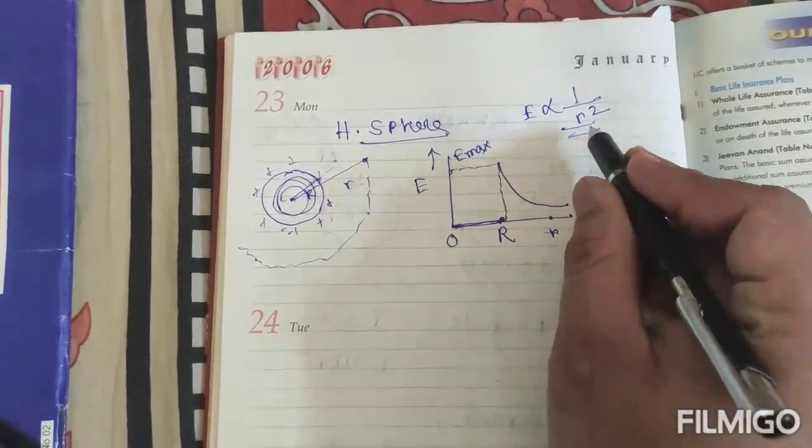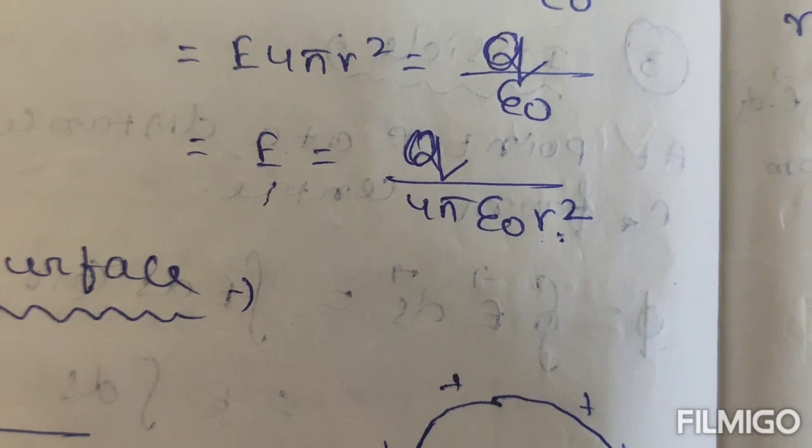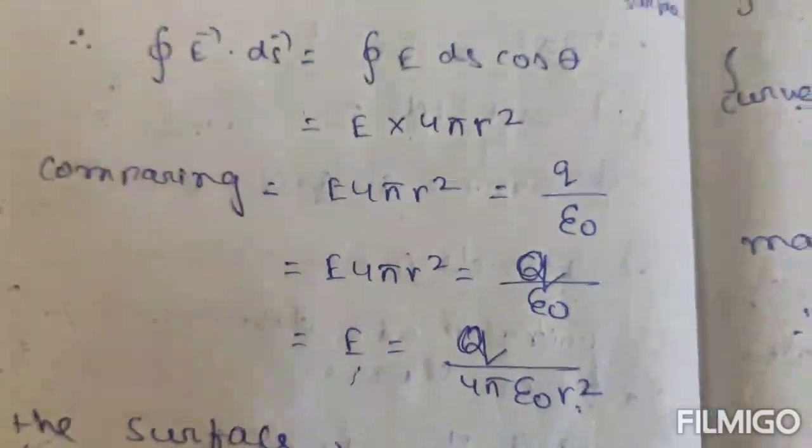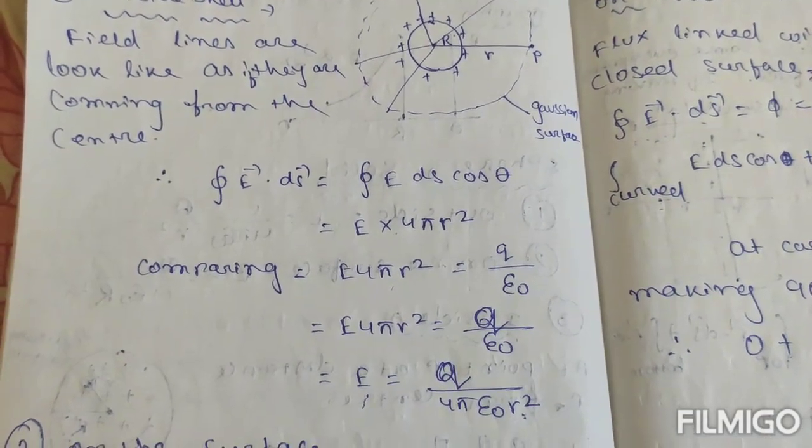From where did we get this equation? From here we got the equation: E is inversely proportional to R square. This is the derivation for outside of the shell.